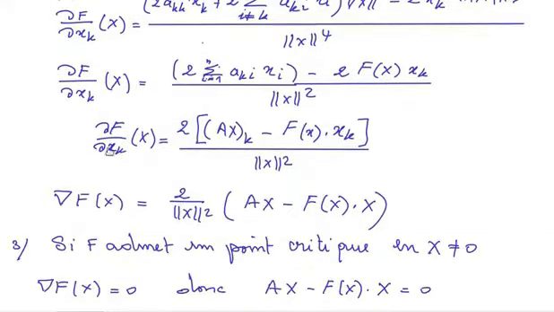So finally, we see that the partial derivative of f with respect to xk is written twice this sigma, which is none other than the k-th component of the vector Ax, and xk is the k-th component of the vector x. We immediately move on to the gradient of f at point x. It is 2 over the norm of x squared times the entire Ax minus f of x times the entire x. Here is the expression of the gradient of f at a non-zero point x.